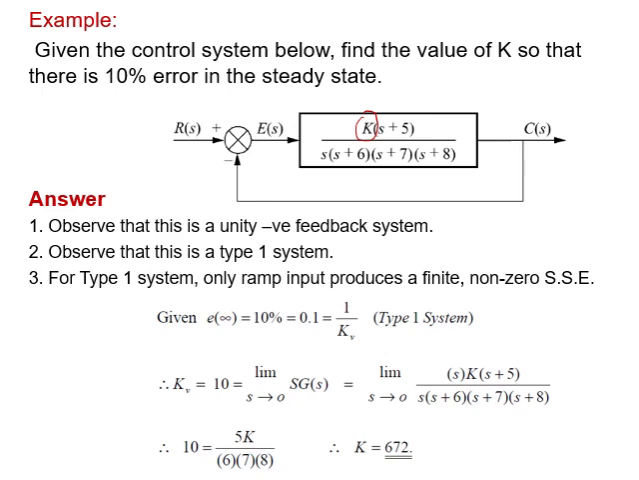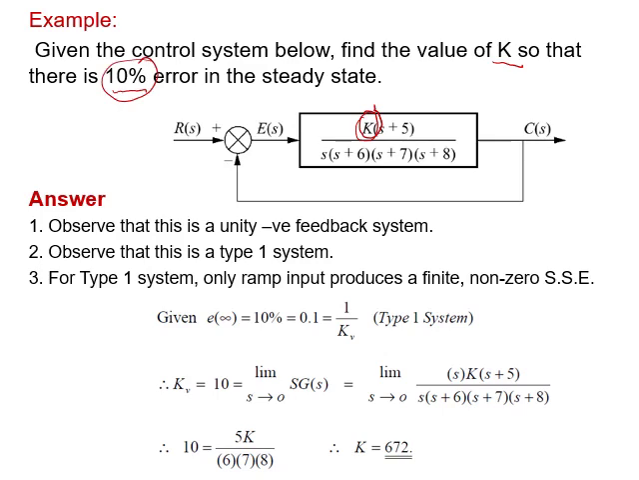Given the control system below, find the value of K so that there is 10% error in the steady state. So the steady state error equals 10%. 10% means 10 over 100. So we need to calculate the value of K which is going to maintain this steady state error.